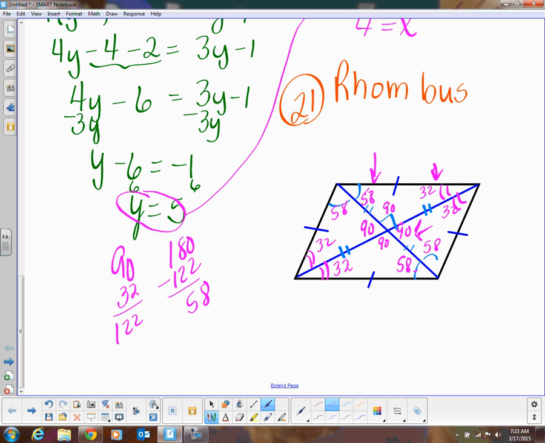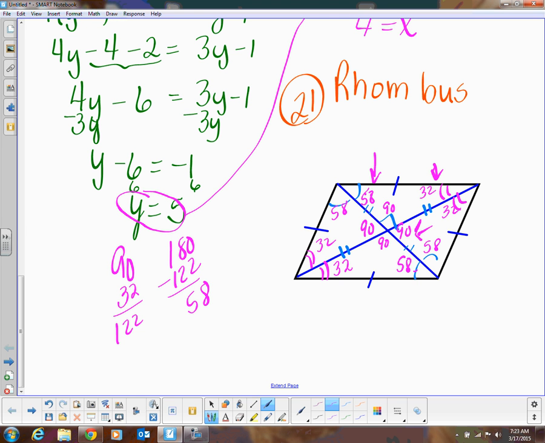Now, would this be a hard problem if you didn't know that the diagonals were perpendicular and that the diagonals bisected opposite angles? Gotta know those properties. You will bond with that foldable tonight. You will know everything on that foldable. All right, next question. 13. I see you did your homework. I'm impressed. All right, 13.